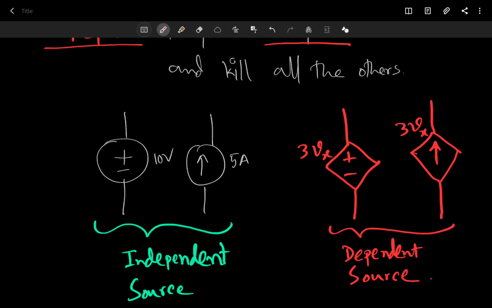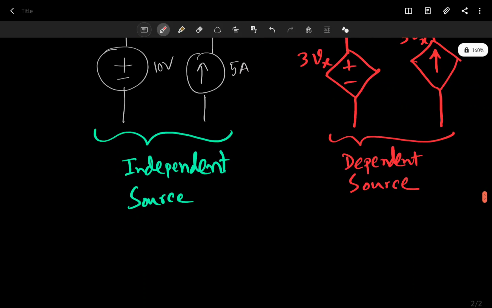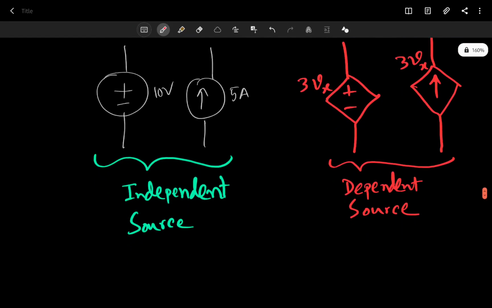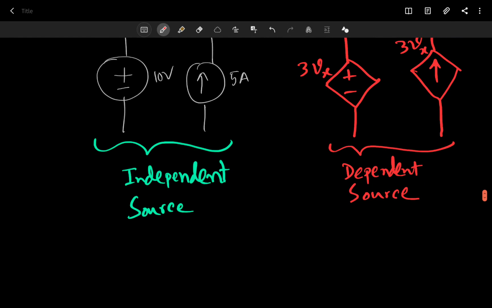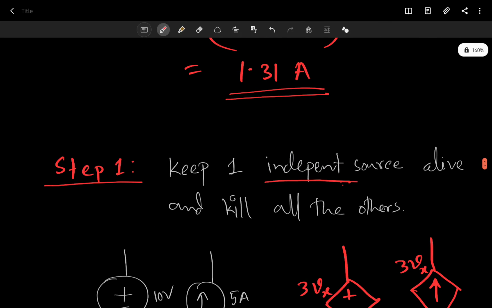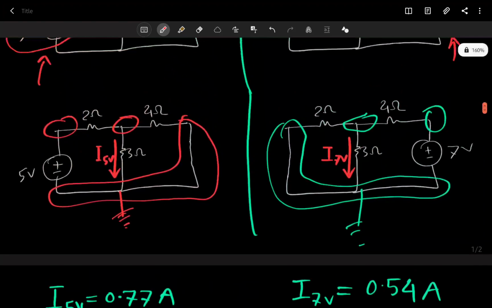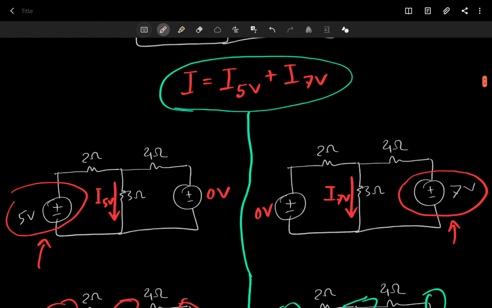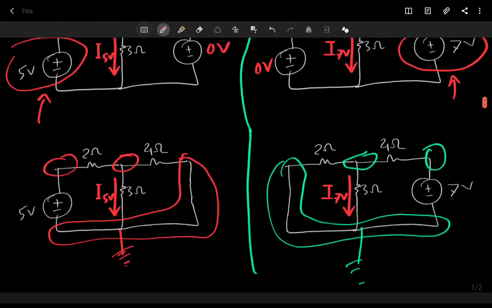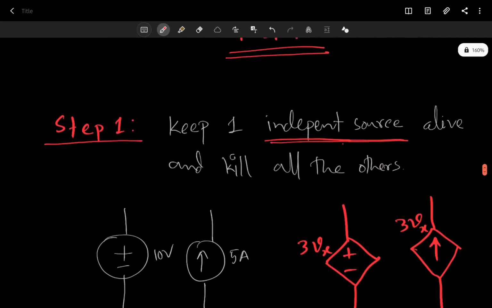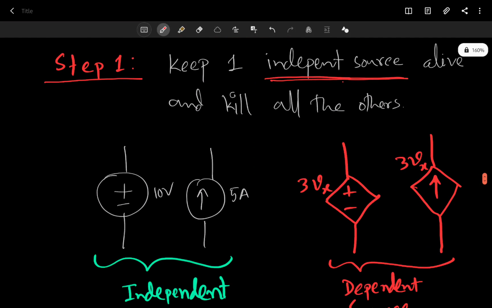So what you do is you don't consider them. What we are going to deal with is just the independent sources. Okay, so we don't touch the dependent sources. We don't even touch them. Okay, they are sources, but we don't touch them. We only touch independent sources, like we did here. We just keep one alive and kill the others, and then work out from there. Okay, so step 1 is to keep one independent source alive and kill all the others.